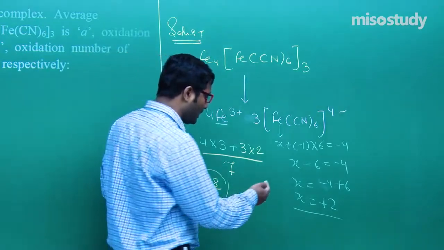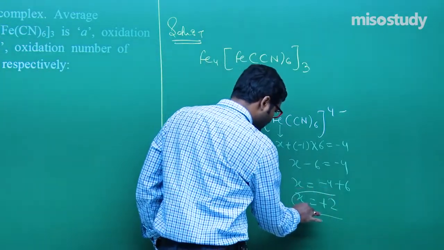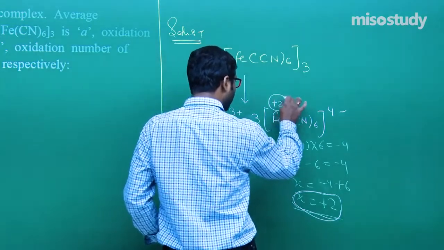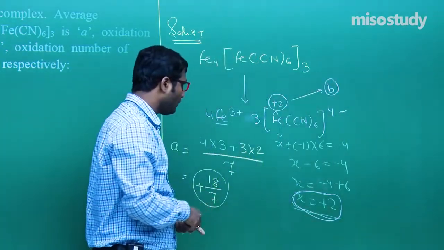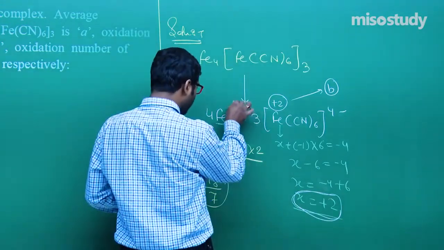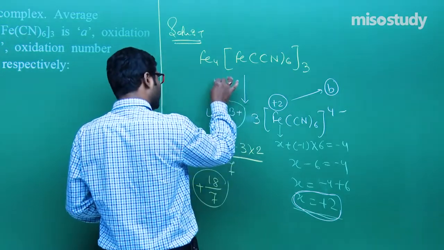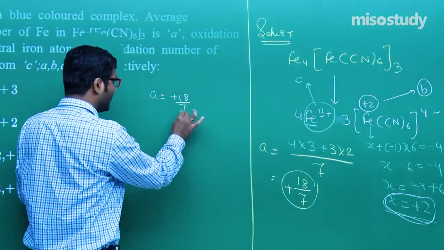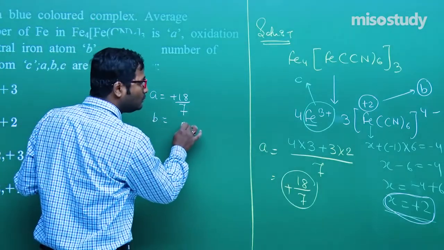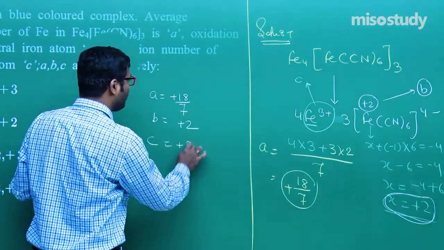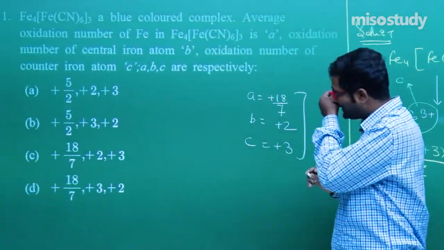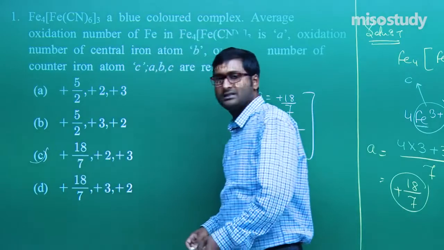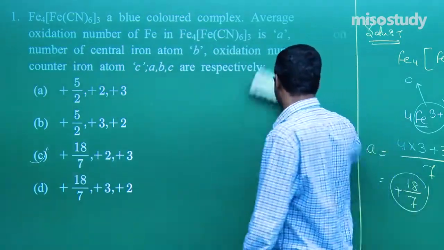Now what is the oxidation state of the central iron atom? The oxidation state of the central iron atom is +2, this is the value of B, yes sir. Now what is the oxidation state of the counter ion? This one is the counter Fe, and here is +3 oxidation state, this is the value of C. Now we can say that is the answer: A is equal to +18 upon 7, B is equal to +2 and C is equal to +3. This is the answer. Now check out which one is the correct option. A is 18 by 7, B is +2 and C is +3. So for this question, C is the correct answer. Now I'm going to rub this part and we'll discuss the next question. Wait for a moment.